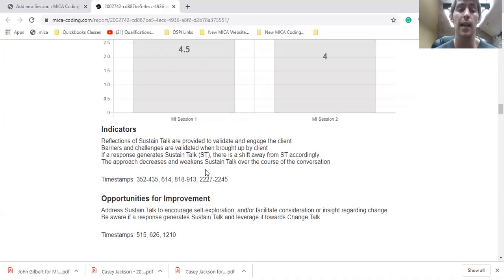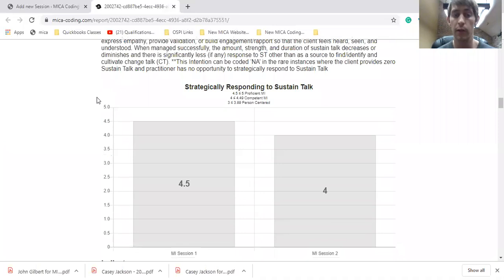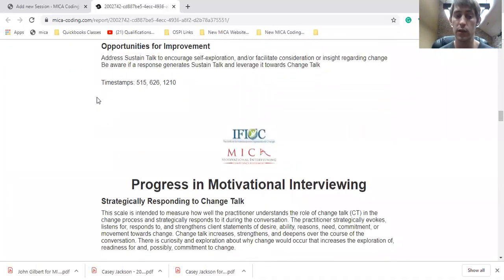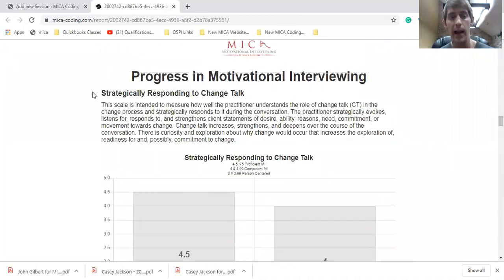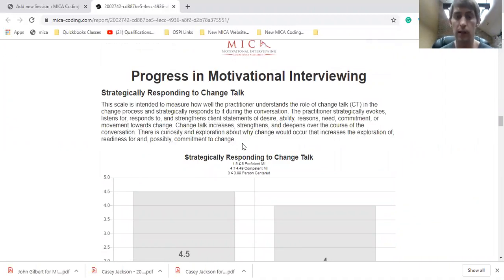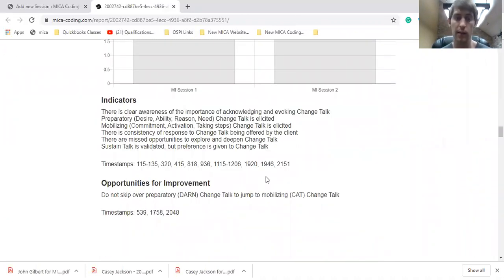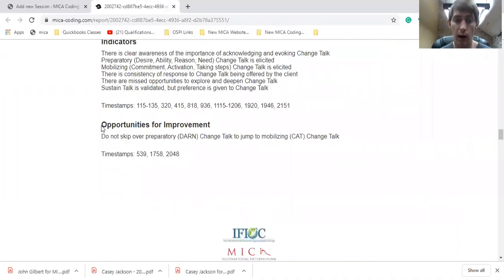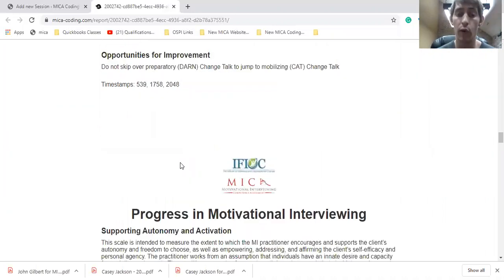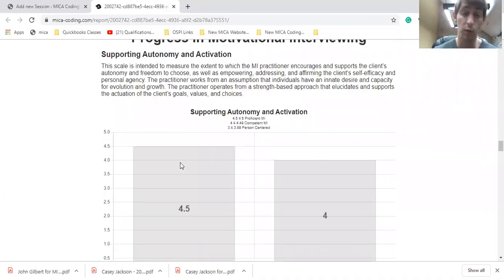So it doesn't have to be strategically responding to sustained talk. This is just one example of one of the pages, and each of these pages are formatted in the same way. They have that definition to be proactive with it and get a sense of what is being coded here. You've got your indicators, your timestamps to listen to, and then your opportunities for improvement. Obviously this could get overwhelming if you went through every single one and did that. And if you did, you'd probably learn a lot.